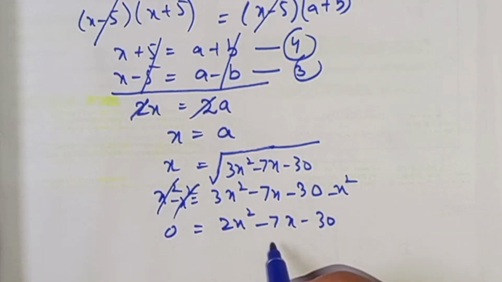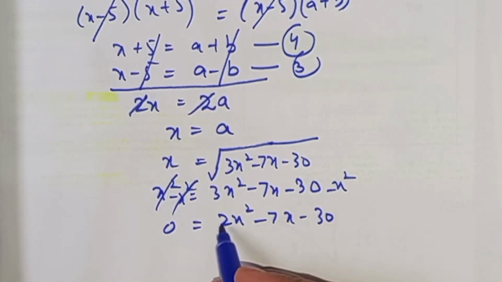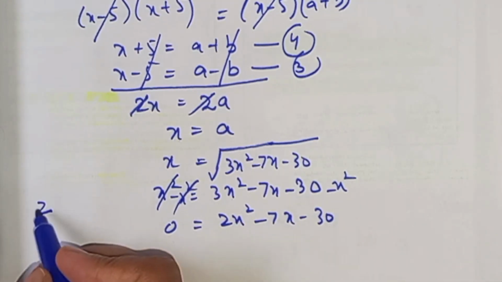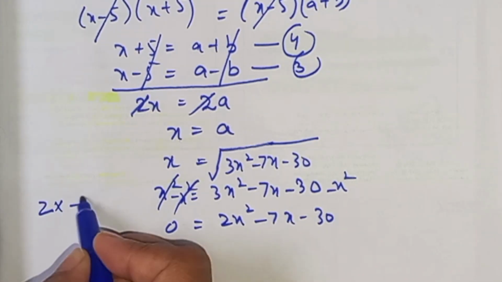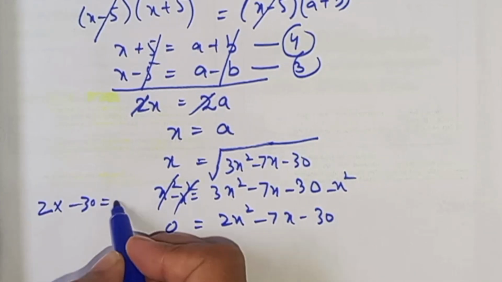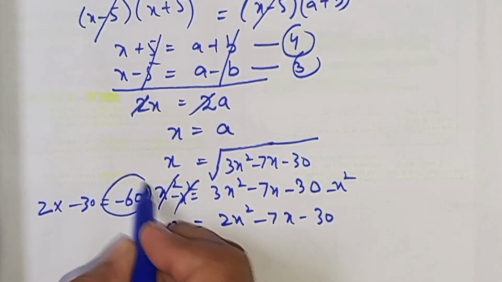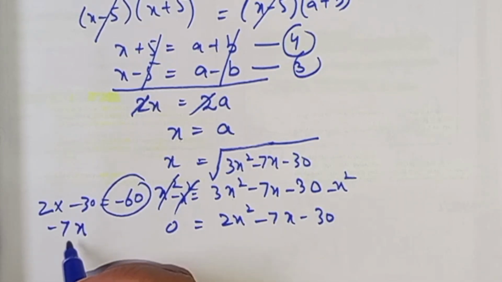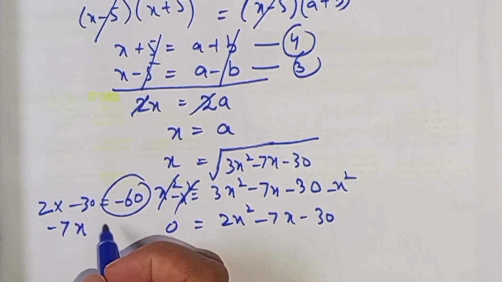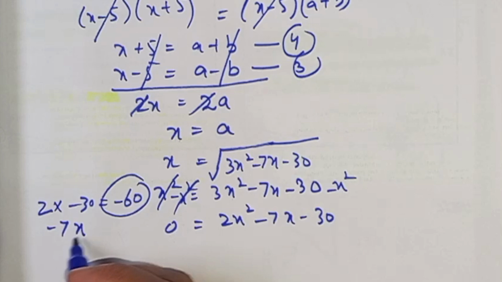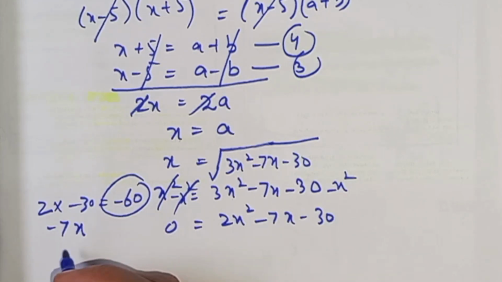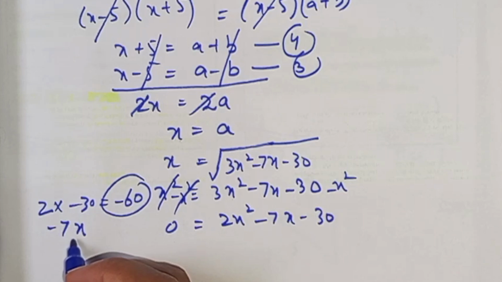So this will become a quadratic equation. So we factorize this equation. Look at this: the coefficient of x² is 2 and the constant is minus 30. If we multiply, then we get minus 60, and our middle value is minus 7x. So we break this minus 7x into two terms such that if we multiply these two terms, we get minus 60, and if we add them, we get minus 7x.